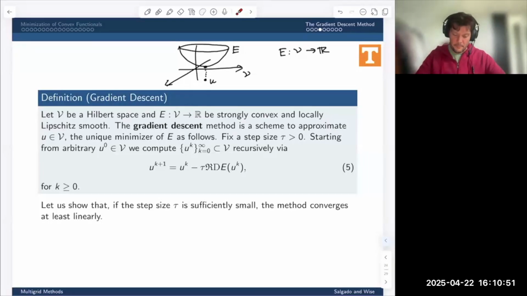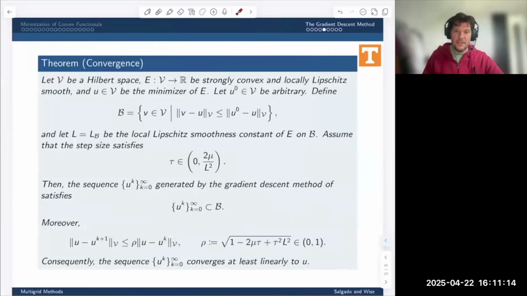Okay. Sorry about that. Okay, so this is the gradient descent method. And we want to prove that if tau is chosen to be not too large, then we can always be guaranteed that this algorithm is going to converge, that this uk sequence is going to converge to our global minimizer U. So here's the statement of the theorem that we want to prove that guarantees this.